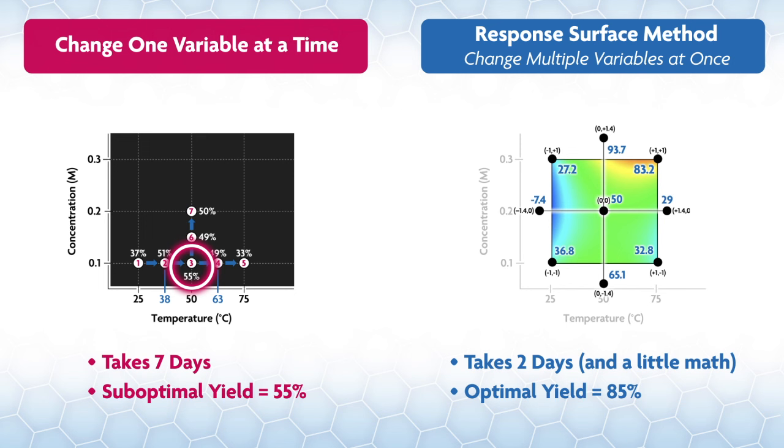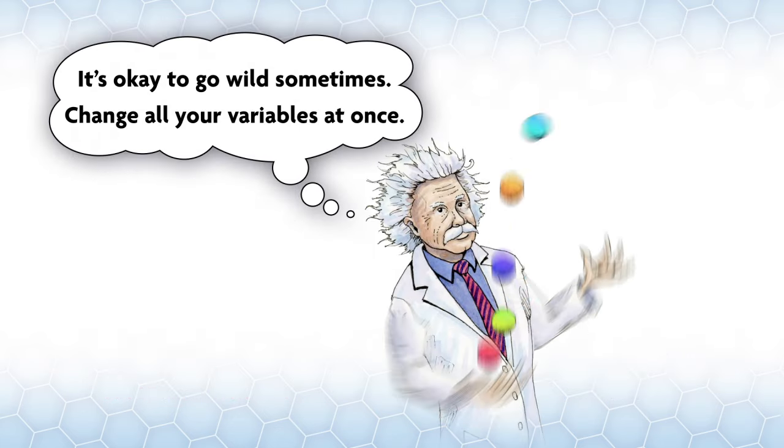Even so, if the reaction time is a day, the 1 variable at a time method would take 7 days to give you the suboptimal yield. The response surface method would take 2 days, and a little math, to get the optimal yield. In future videos, we'll talk about scaling parameters, full factorial designs, fractional factorial designs, and other parts of the response surface method. Here, we just wanted to say it's okay to go wild sometimes.